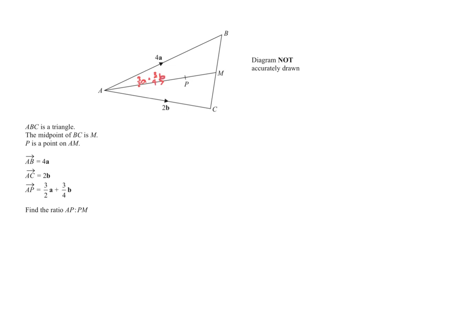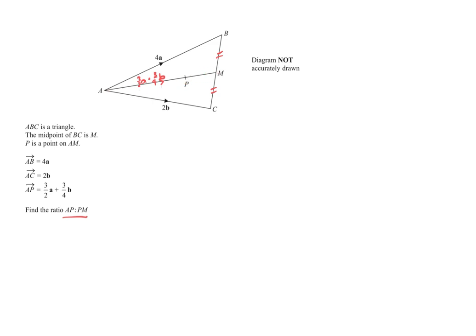We know that M is the midpoint. So M is halfway between here and here, so these two are the same length. And we're trying to find the ratio of A to P, P to M. So that's the ratio of this segment here, this segment here.